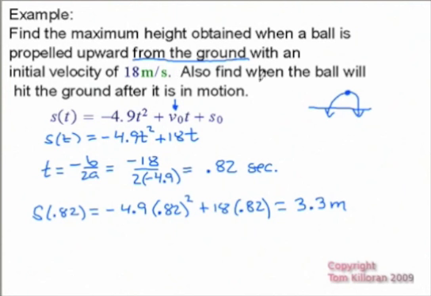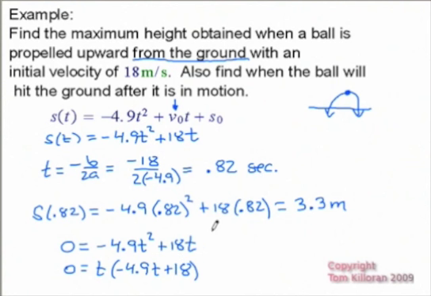Now this last question, also find when the ball will hit the ground after it is in motion. If you're going to hit the ground, you're going to be 0 feet off the ground. So we're going to get 0 is equal to negative 4.9 t squared plus 18t. And to solve this equation is actually kind of easy. You factor out a t. So we're going to get 0 is equal to t times negative 4.9t plus 18. It's really nice when it starts off at the ground. We don't have that last number to worry about. If it was there, you'd have to use the quadratic formula. But in this case, we can use our little factoring.